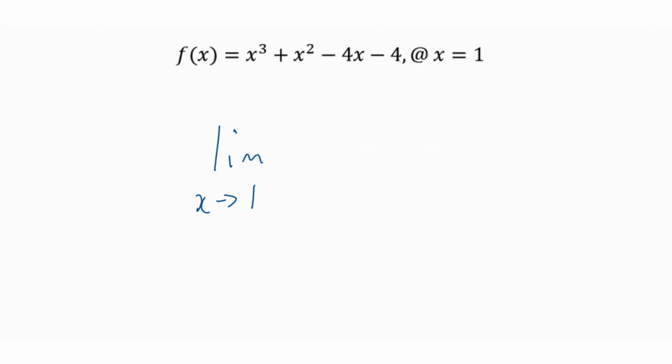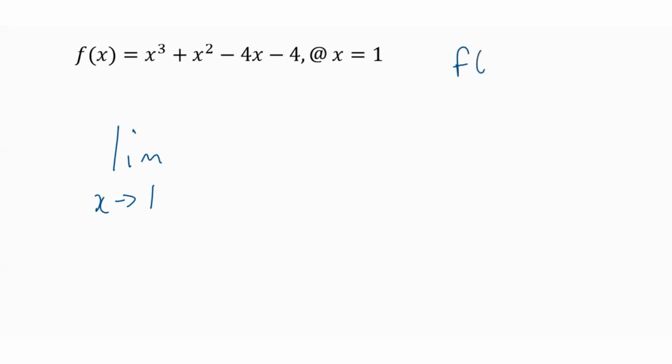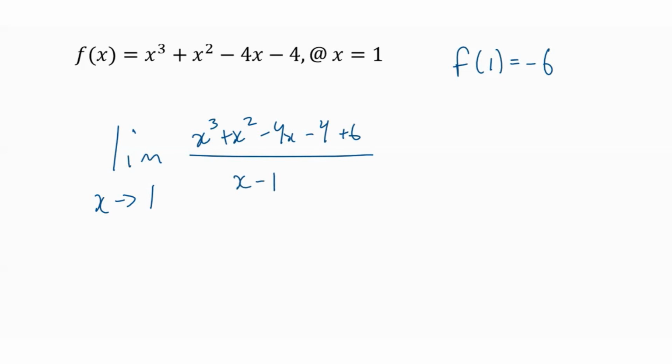Okay, so if I'm taking the limit of f at x at 1, I've already done all the work for this, so I'm going to go through it quickly. I believe this works out to -6, I hope it does, when I plug 1 in. And so I get the limit of f at x minus f at 1, so that ends up being x cubed plus x squared minus 4x minus 4 minus -6, so plus 6, over x minus 1. So this is what it works out to. And then the limit as x approaches 1, this is x cubed plus, and this is a good little trick that's coming up here, plus 2 over x minus 1.